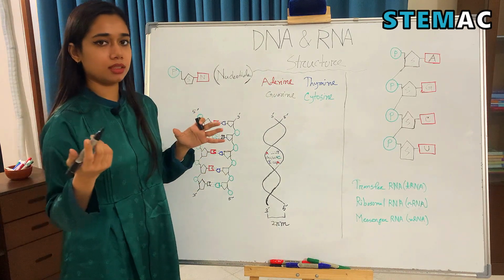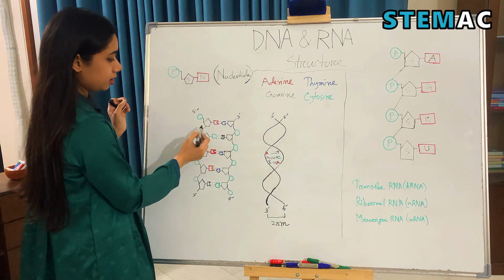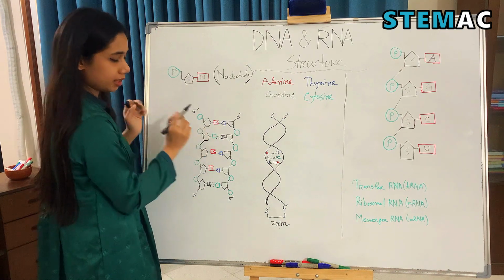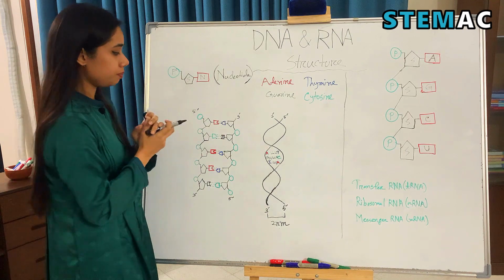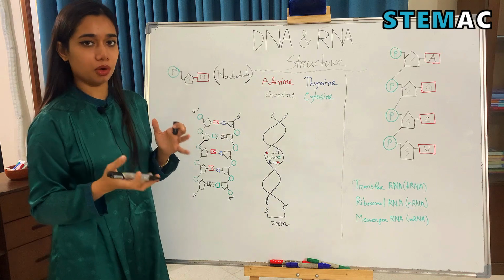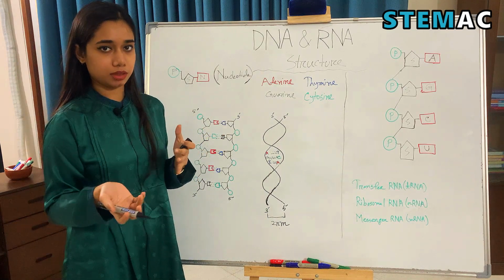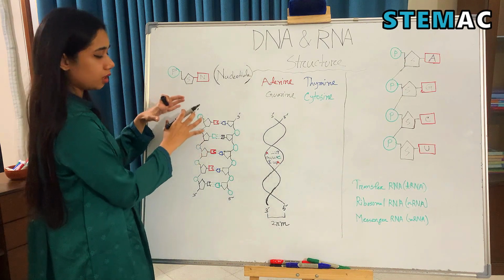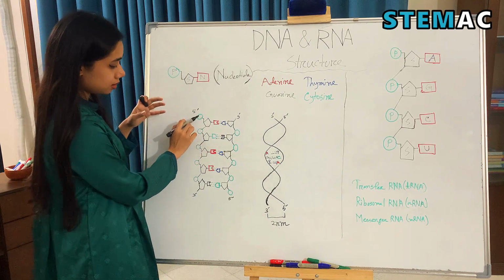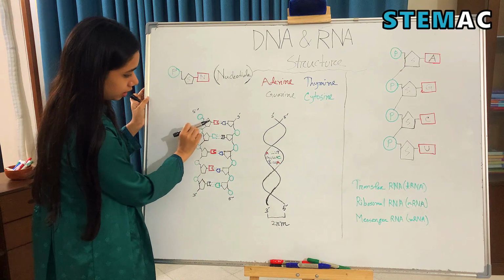We learned that when we put two nucleotides together, at the third carbon we have a hydroxyl of the pentose sugar, and it forms a phosphodiester bond with the phosphate group of the next nucleotide, right? So that is how a polynucleotide is formed. This section we see here is a polynucleotide.